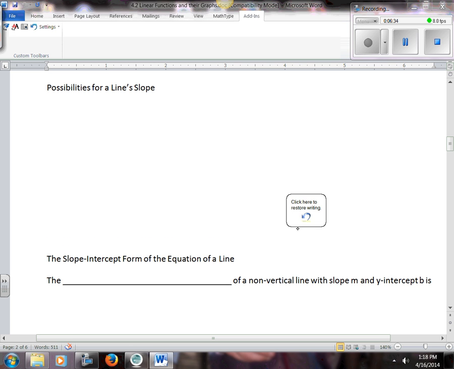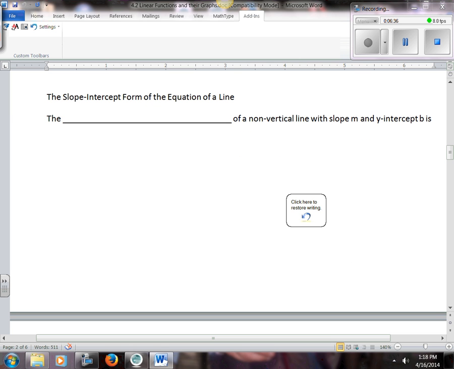Okay, so let's talk about slope-intercept form of an equation of a line. The slope-intercept form of the equation of a non-vertical line with a slope of m and y-intercept of b is y equals mx plus b.